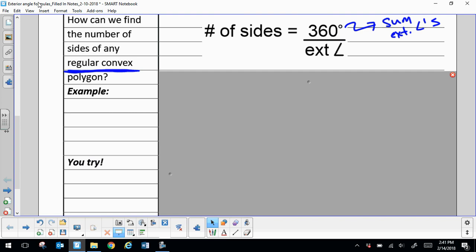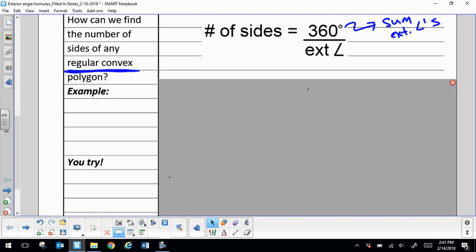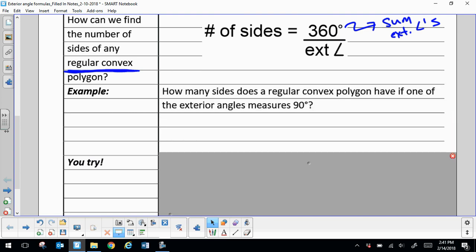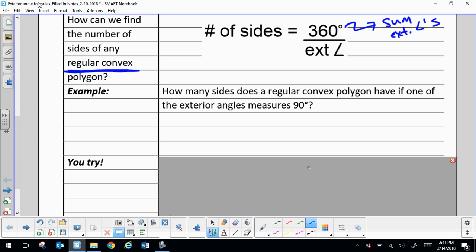So this is our tool. This is one of those tools in our toolbox like we had with our SOHCAHTOA rules back in right triangles that we'll use no matter what happens. As long as we're talking about a regular convex polygon, we can use this tool to determine the number of sides. And this is an example.